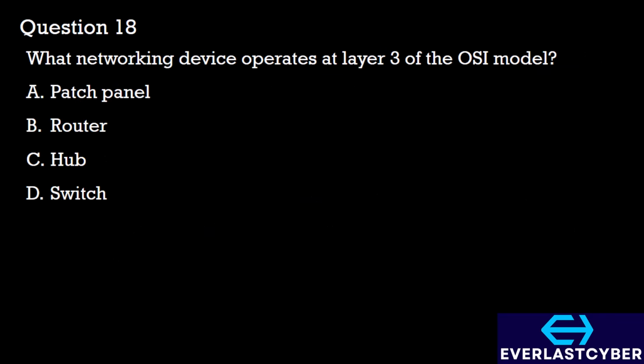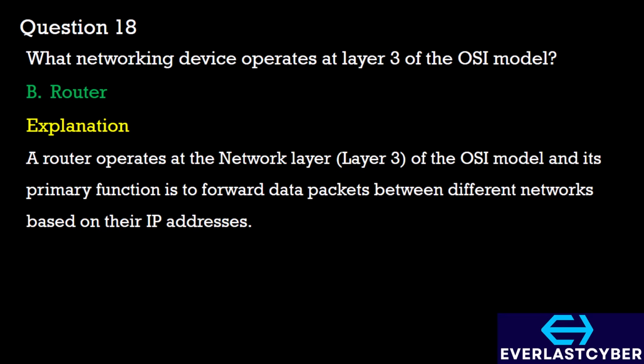Question 18. What networking device operates at layer 3 of the OSI model? A. Patch panel. B. Router. C. Hub. D. Switch. We'll be going with option B. The router operates at layer 3 or the network layer of the OSI model, and its primary function is to forward data packets between the different networks based on their IP addresses. The routers make decisions about the best path for data to travel from one network to another, and by doing this, it ensures efficient and reliable communication across networks.